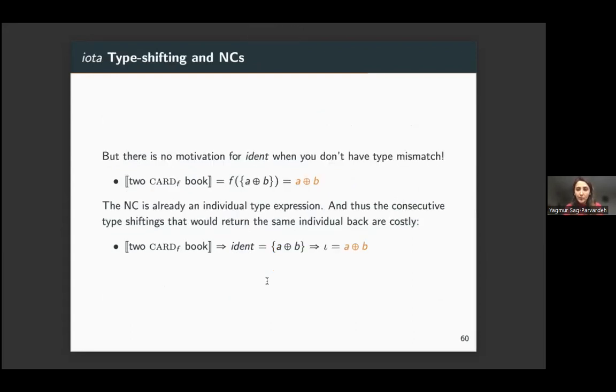But in articleless languages, there is no motivation for this IDENT type shift to kick in. Why? Because we don't have a lexical item that would trigger it. In other words, we don't have a type mismatch to begin with. Our numeral constructions are already individual type, and shifting them with IDENT to put them in a set and then return the same individual back through the IOTA operator would be unnecessary and costly. Why would you do that to begin with? Because you don't have type shifting. That's why numeral constructions in articleless languages do not end up with a definite interpretation through IOTA type shifting, because there is no motivation for it.